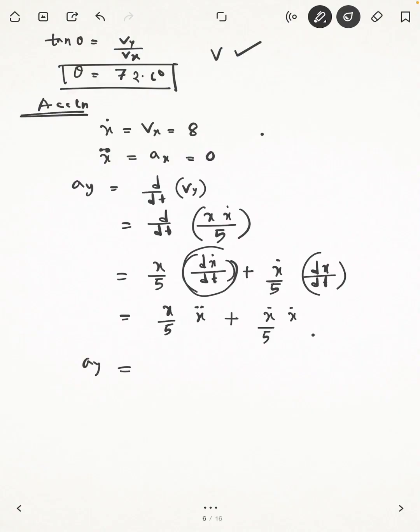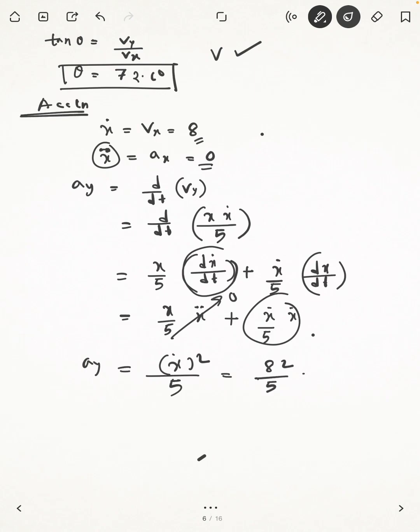Sorry, x double dot value is what? X double dot value, if you see here, is 0. So this term becomes 0, and we just have to work with this one, x dot squared by 5. What is x dot? X dot is 8. So it should be 8 squared divided by 5, and you will end up with 12.8 feet per second squared.